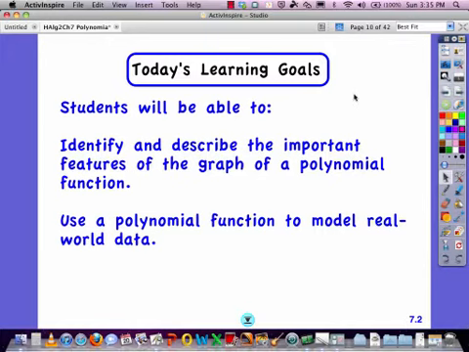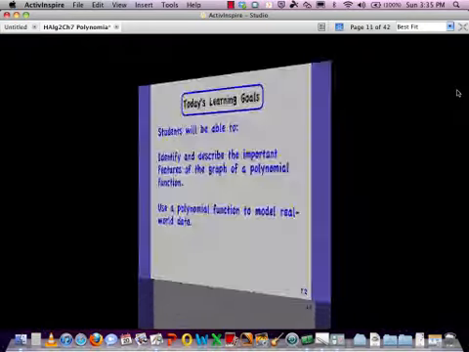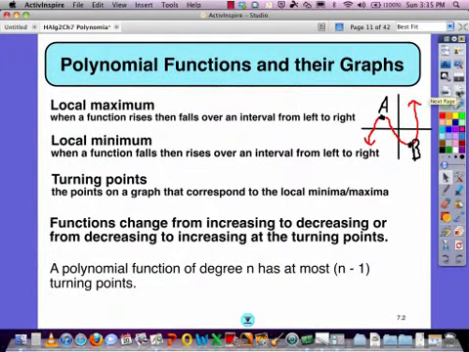So you can see here we want to identify and describe the important features of the graph, and we want to be able to model it with real-world data. So we're going to do a little of each of those, starting with polynomial functions and their graphs.